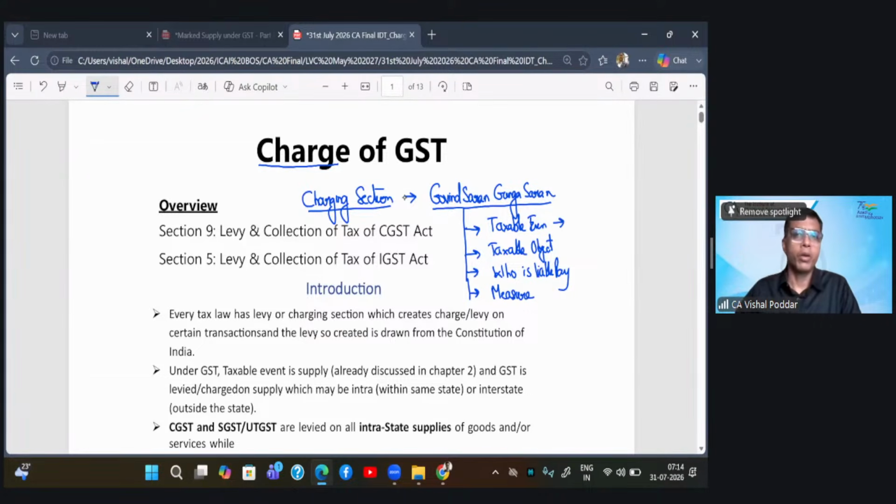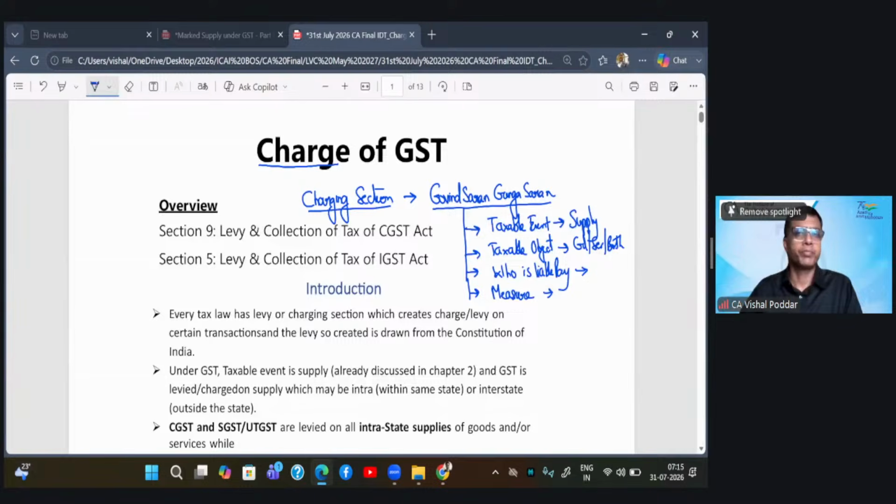Now, we have got answer to two of these elements in the previous chapter. First, taxable event we know is supply. Taxable object we know is goods or services or both. Now, why both? You'll understand because we have the concept of composite and mixed supply, where a package of two or three items will be treated as one item. That is why the word both is used. Now, today we'll try to get answer to the remaining elements.